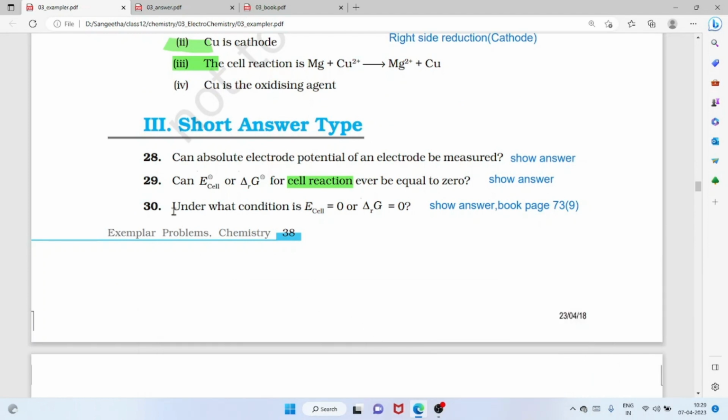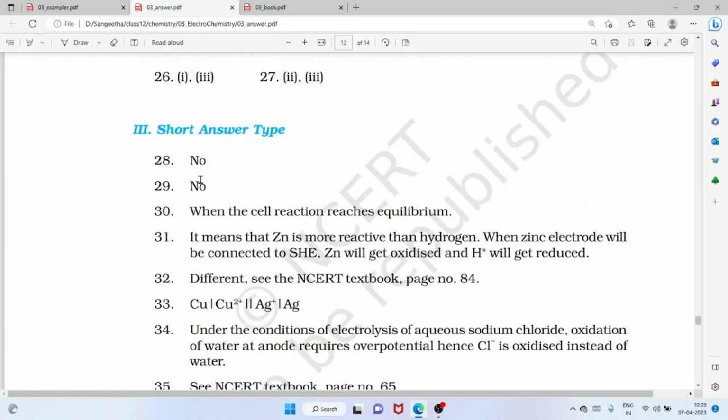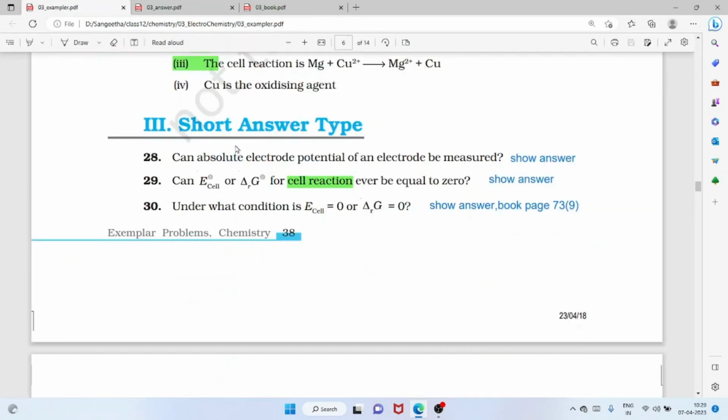Short answer type. Can the absolute electrode potential of an electrode be measured? No. You cannot measure the absolute electrode potential.